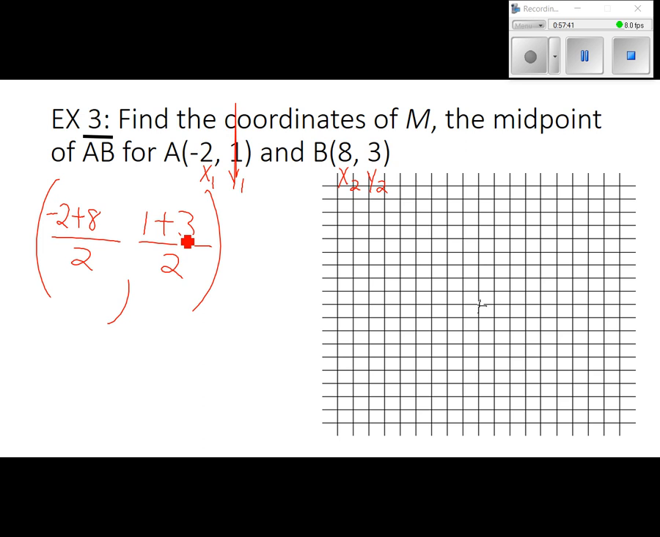Miles is going to finish it out for you. Do the x first, write down that answer. Do the y second, write down that answer. That's going to be your midpoint. You're welcome.